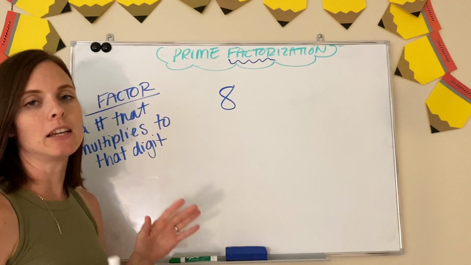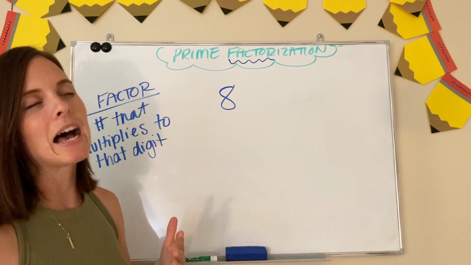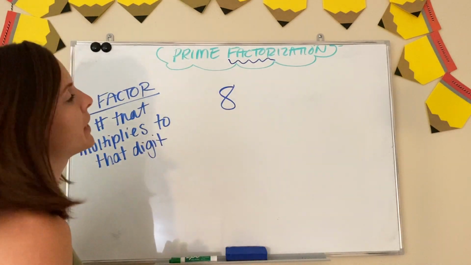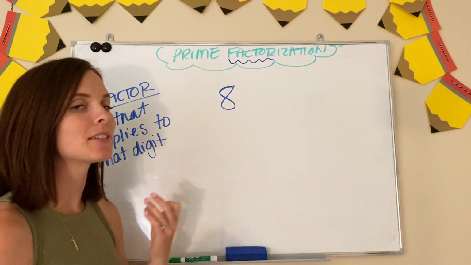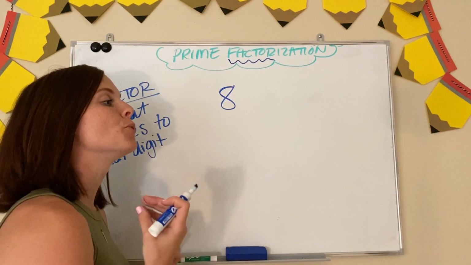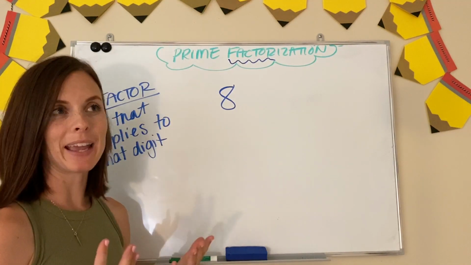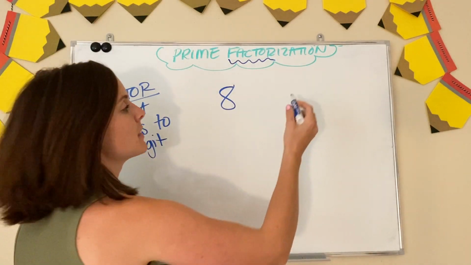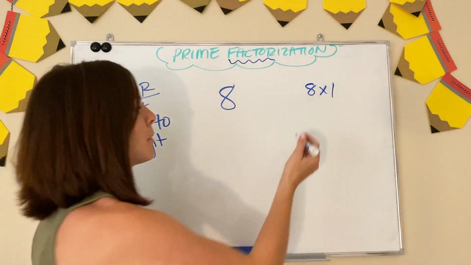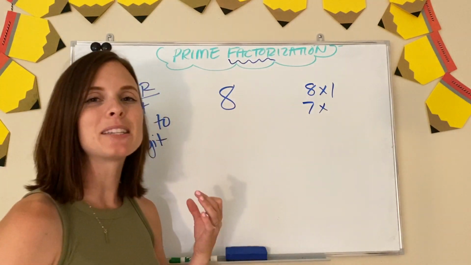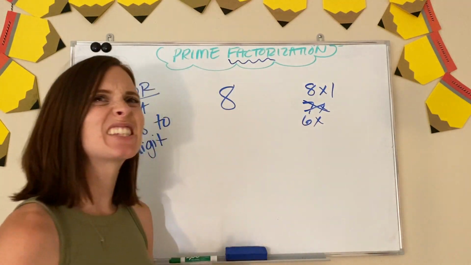Here's the biggest hint, and I'm sure you've heard this before. Always try and start with the biggest one. It's going to help you. Okay, so 8. If you can relate this as a fact family, or you know your math facts, always start, again, with the biggest one. Well, I know that 8 has a multiplication problem of 8 and 1, but that doesn't give me the prime factorization. I need to go all the way up. So let's go to 7. Does 7 times anything give me 8? No.